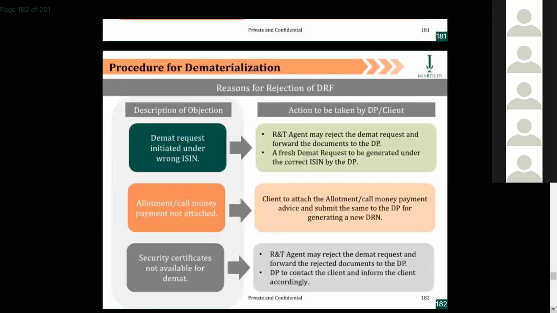There can be clerical errors as well. So demat request initiated under wrong ISIN. So in this case, a fresh demat request is to be generated with the correct ISIN. What is ISIN?